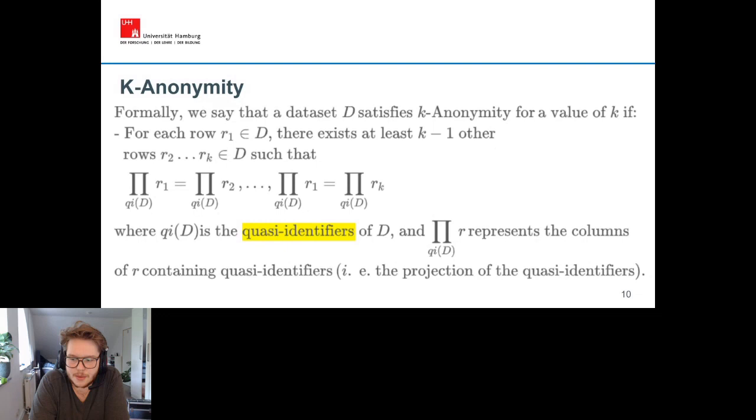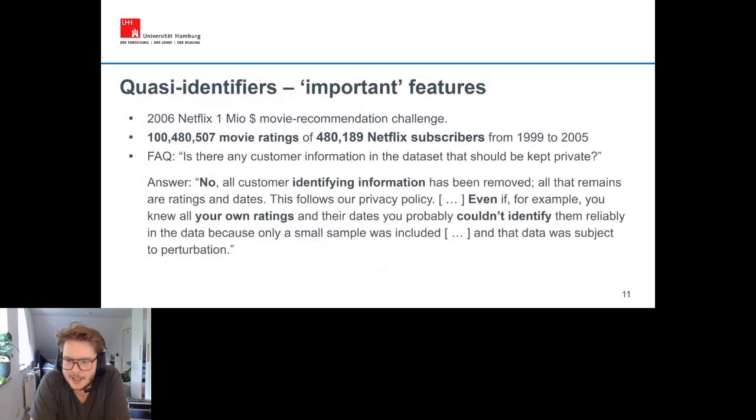So what's the issue then, right? Just remove the important parts and the quasi-identifiers, and then you're good, right? Not so much. Turns out there's a great example for this. So please excuse the full slide.